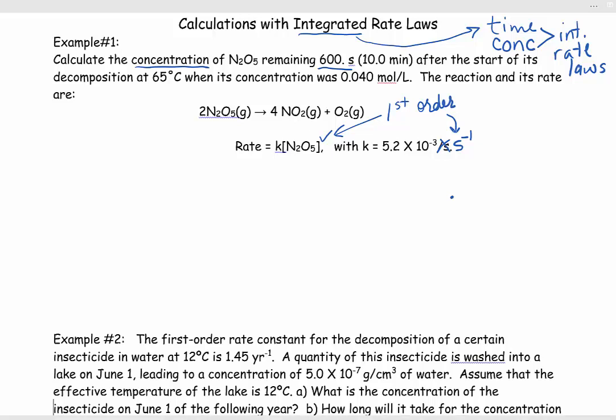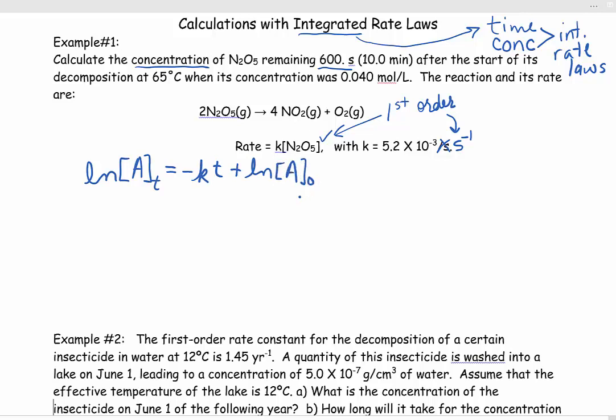So since we now know it's first order, we're going to go ahead and use the first order integrated rate law. You don't have to memorize the actual rate laws, but you do need to be able to remember which one is which when you see them on the equation sheet. So of course the natural log is the first order equation. So we're going to do natural log of A sub t is minus kt plus natural log of A naught.